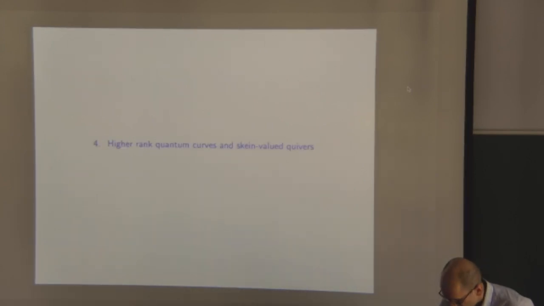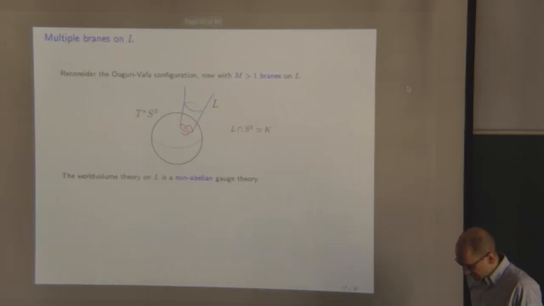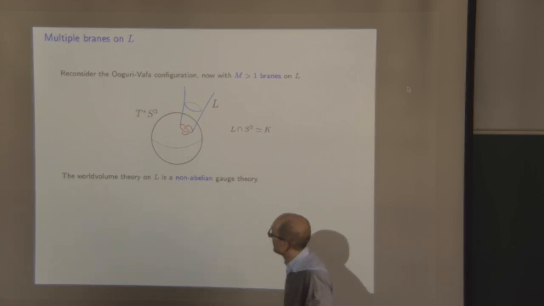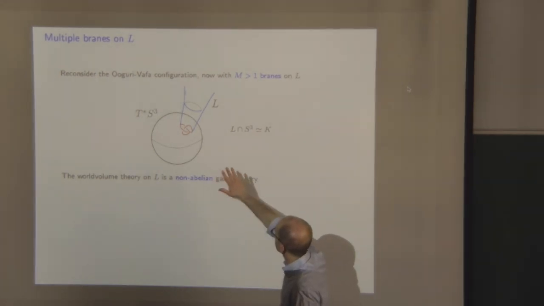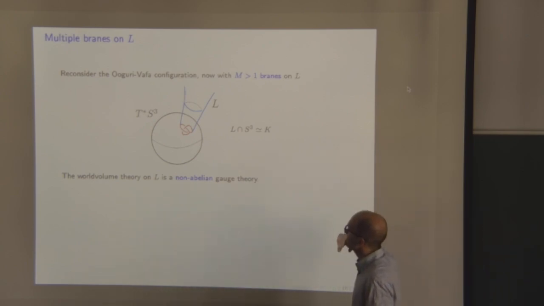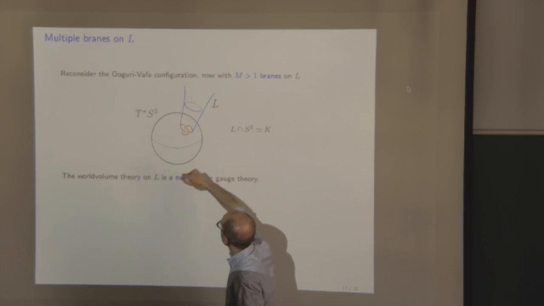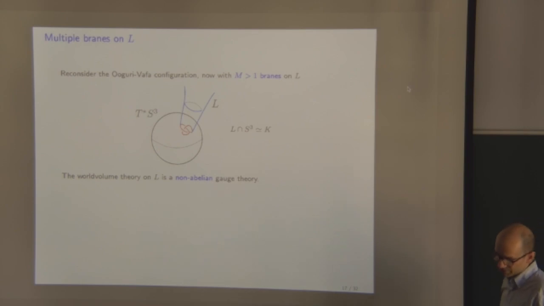Okay, so now I'd like to switch gears a bit and tell you about some more recent work. And to do that, we go back to the Oguri-Vafa geometric construction that we discussed at the beginning. And we're going to change it slightly. So instead of a single brane on L, let me now consider an arbitrary number of branes. And what's going to change is that now not only the theory on S3, but also the theory on L will be given by a non-abelian gauge theory.